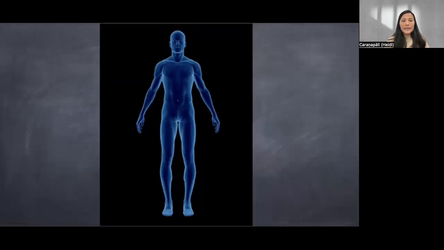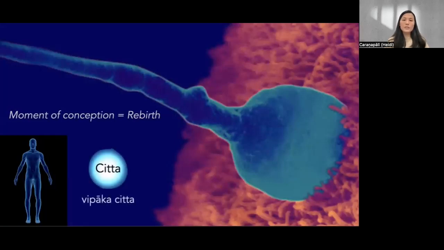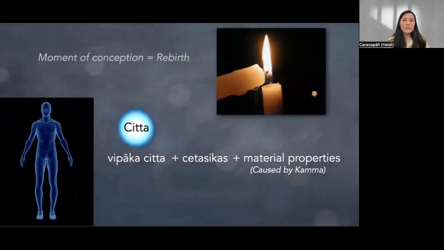For a human being, a life begins with conception. The conception here is what we refer to as rebirth. At the moment of conception, there arises a type of consciousness, which is a vipaka citta, the resultant consciousness. Of course, together with citta there are always Cittasikas, and also some types of material properties that are caused by karma. All these 3 arise together at the same time, and that is what we call rebirth.